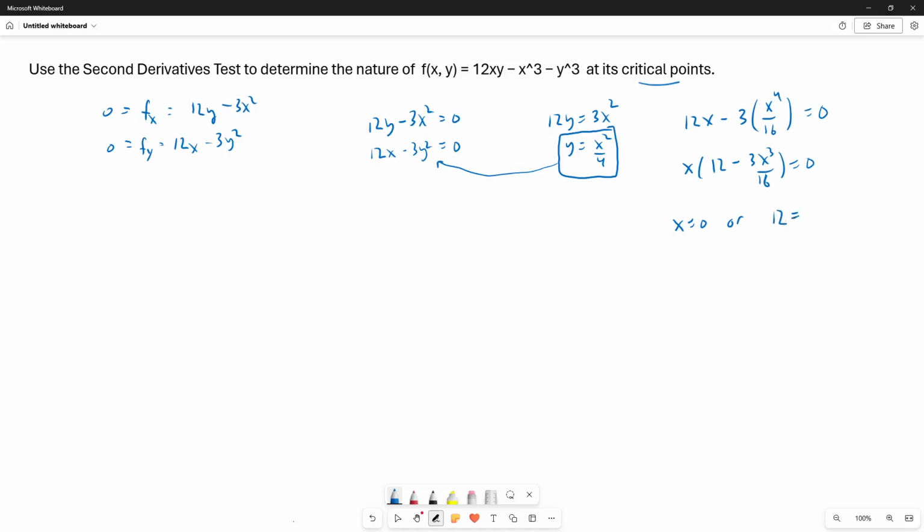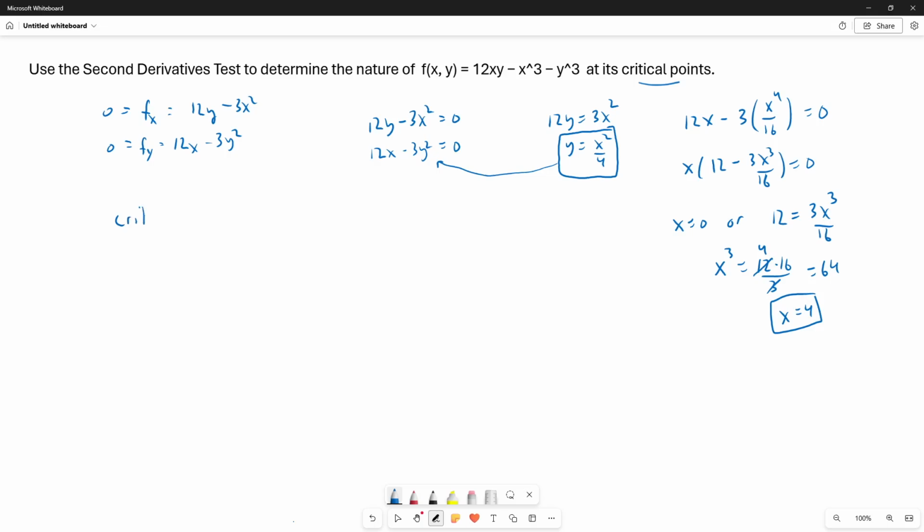So 12 is equal to 3x cubed over 16, which means x cubed is 12 times 16 divided by 3. 12 divided by 3 is 4. 4 times 16 is 64. And if x cubed equals 64, that gives us x is equal to 4.